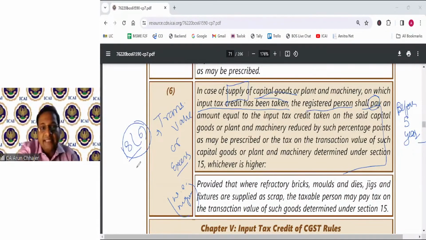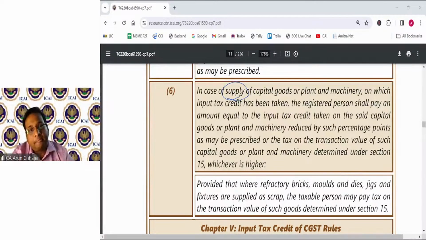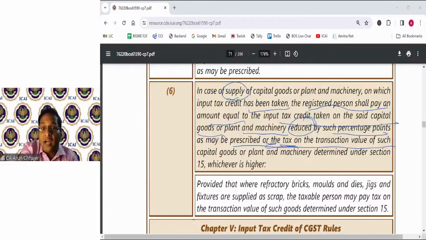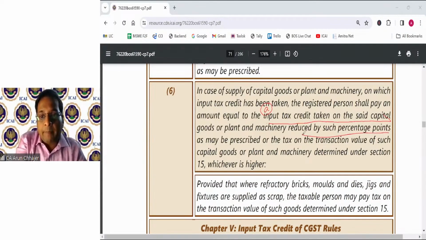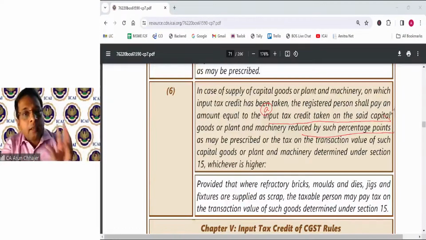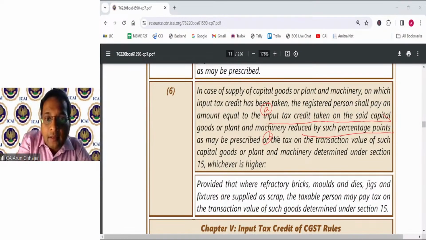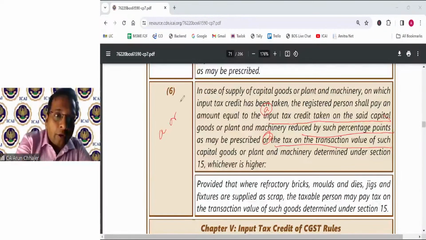Let's read the language of 18.6. In case of the supply of capital goods or plant and machinery on which ITC has been taken, the registered person shall pay an amount equal to the ITC taken on the said capital goods or plant and machinery, reduced by such percentage points as may be prescribed, or the tax on the transaction value. So from here, amount equal to, first is ITC on capital goods, which is reduced by percentage points. So for the time you have used it, reduce that much. Then the balance you need to pay. And second is tax on the transaction value. A or B, whichever is higher.